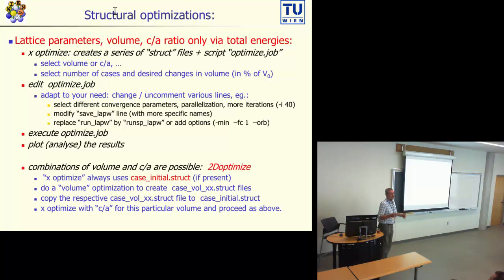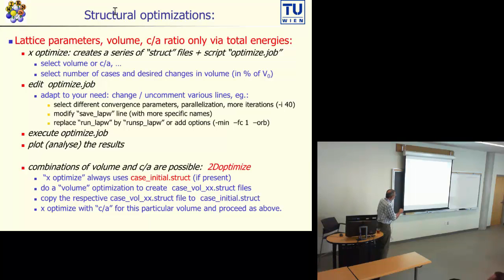When you do structural optimizations, and a few of you already started with volume optimizations, that means lattice parameter optimizations, we have some scripts like optimize volume here, which automatically generates a series of struct files with different lattice parameters, and a script which is called optimize.job. You may edit this script, change convergence parameters, introduce parallelizations or use more iterations, and maybe change the save_lapw line with a more specific name to describe your calculation, that it was an LDA calculation or a particular RKmax value or whatsoever, and then run this optimize.job and plot or analyze the results. It will give you then the equilibrium lattice parameter. Make sure that you get a nice parabola out of this so that you are sure you got converged results.